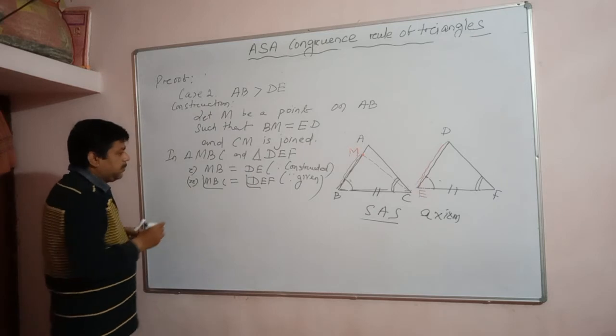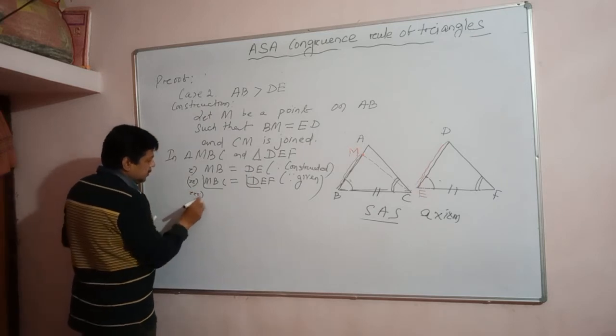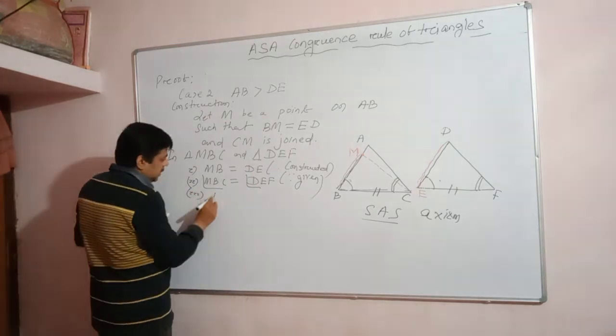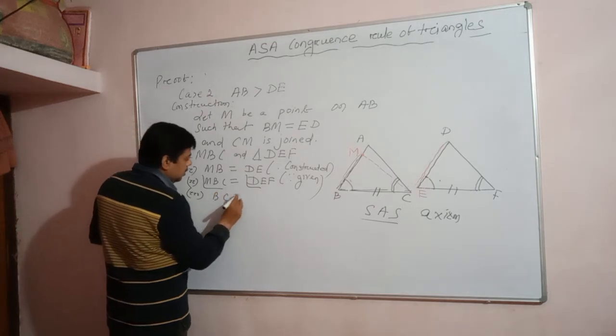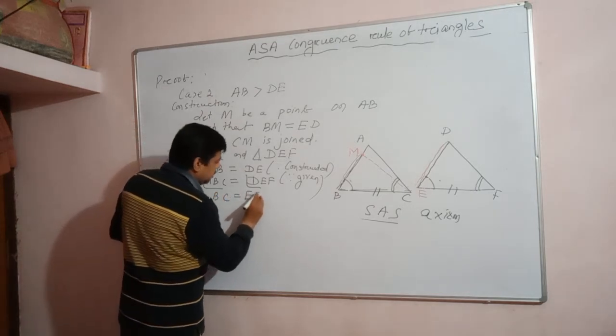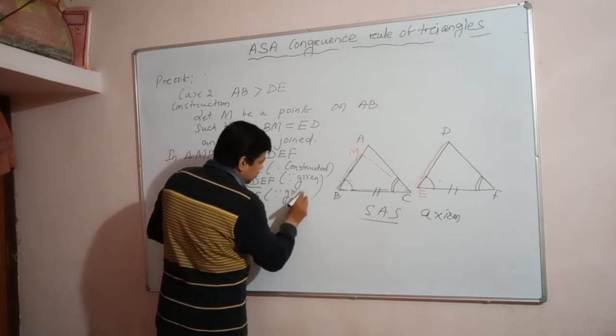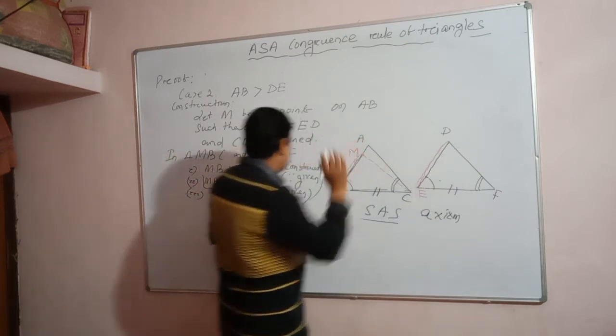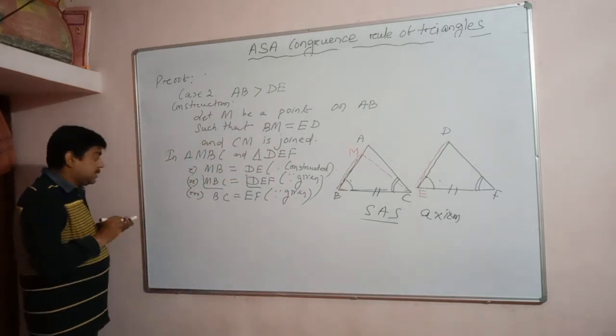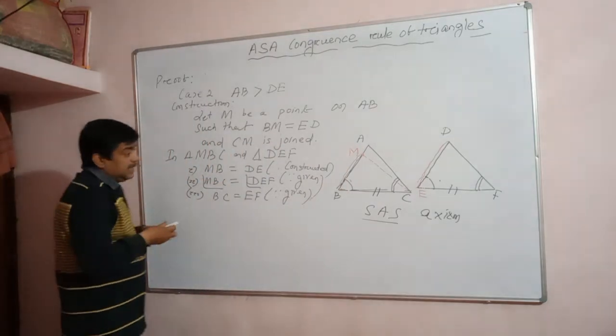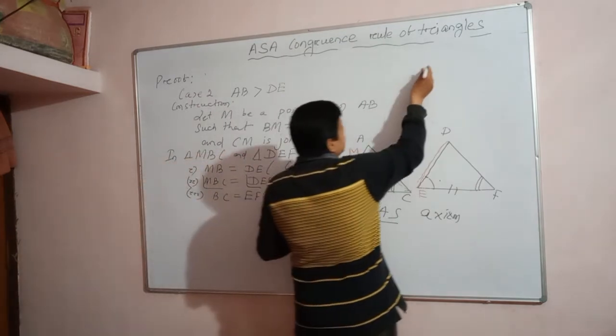So you see the third point: BC is equal to EF. It is also given. BC equal to EF is given. All of you know. Now let us see what is coming. Let us draw the MBC triangle.